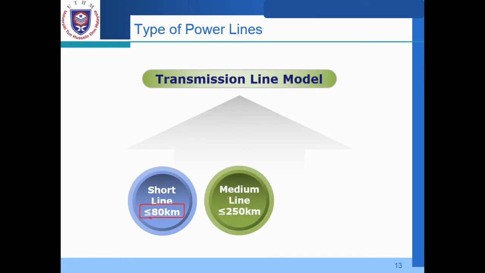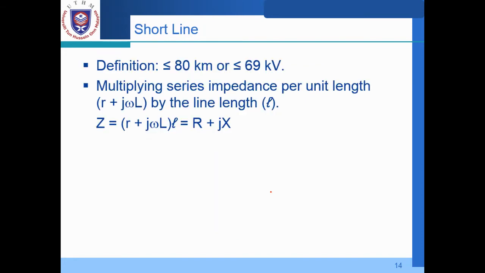So how about the medium line? It is between 80 to 250 kilometers. And longer than 250 kilometers, it is considered a long line. So we go to the first transmission line model, which is the short line. The definition again: shorter than or equal to 80 kilometers, or in terms of voltage rating, lower than or equal to 69 kilovolts.